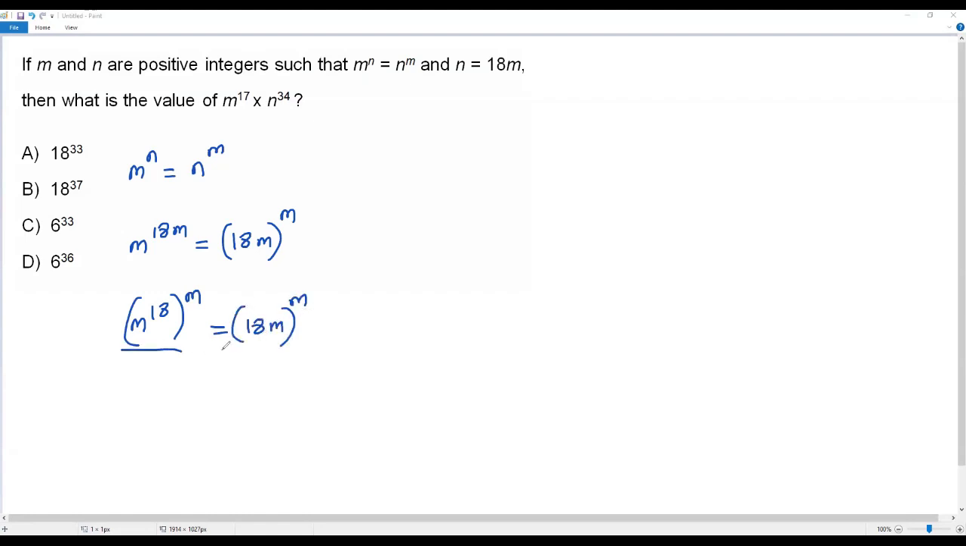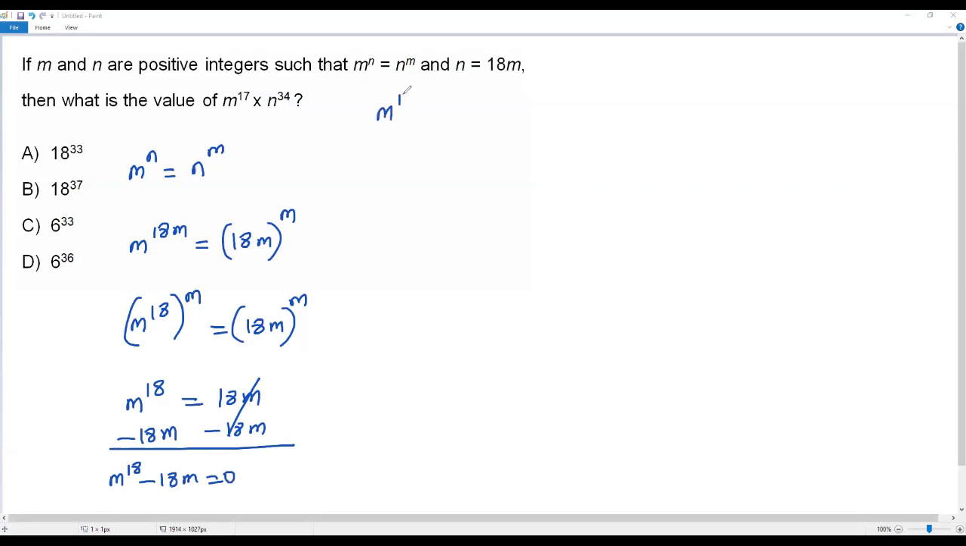Okay, now two terms are equal with the same exponent m. Whenever two terms are equal with the same exponent, we can equate the bases using the one-to-one property. So when I equate the bases, I'm getting m to the power of 18 equals 18m. Now let me subtract 18m from both sides. When I do so, the positive 18m and negative 18m will cancel out. And on the left side, I'm getting m to the power of 18 minus 18m equals 0.